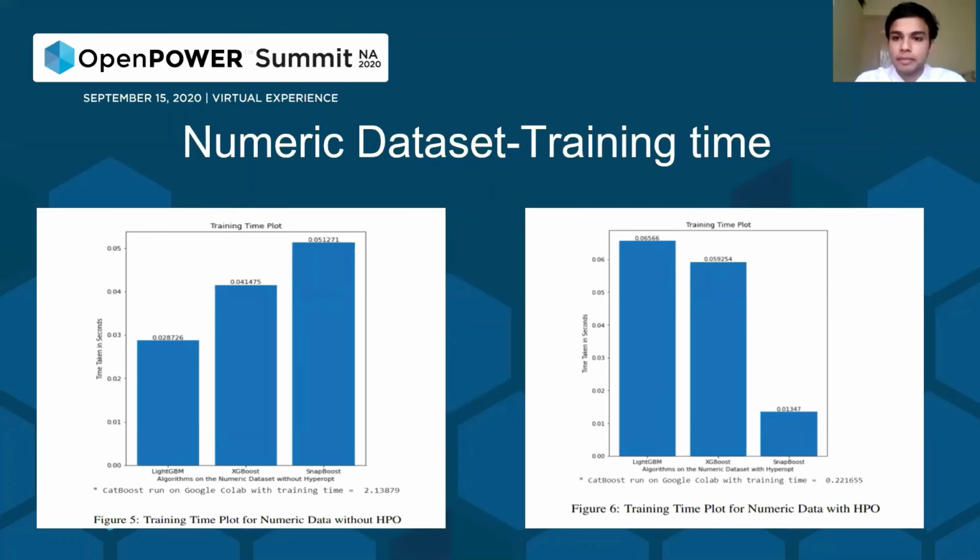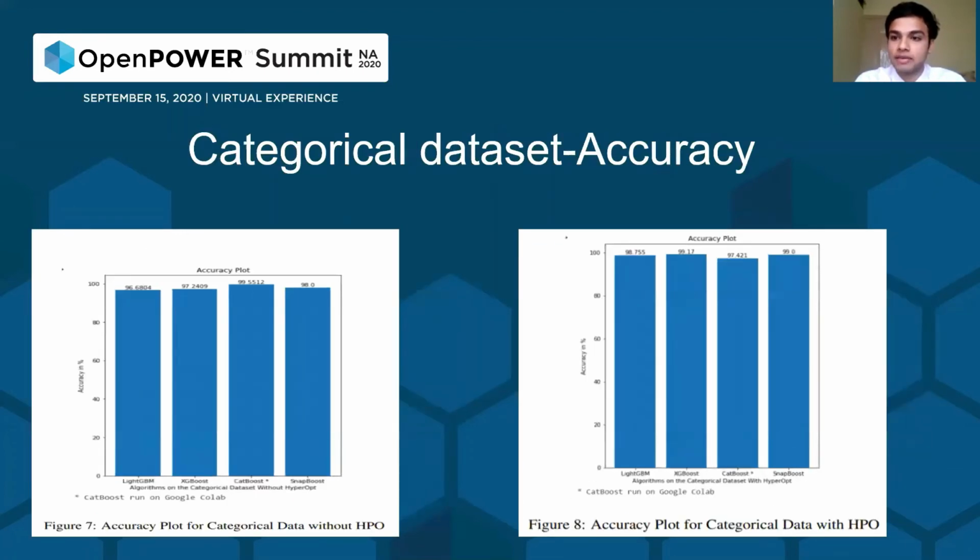Next, we examine the performance on the categorical dataset. Here is the accuracy plot for the algorithms on the categorical dataset without HPO. On the categorical dataset, CatBoost outperformed the rest by achieving 99.5% accuracy. The second place is taken by SnapBoost with 98%, while XGBoost has 97.24%, which narrowly overtakes LightGBM with 96.68%, giving a tough competition.